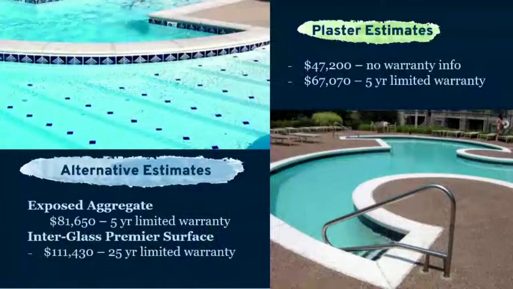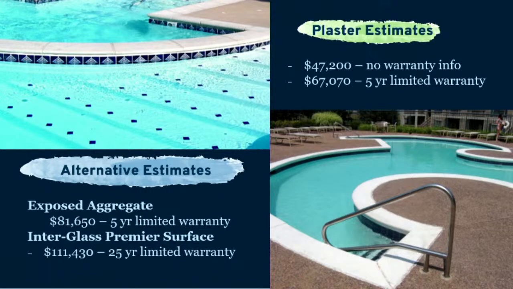I'm not going to bore you with a lot of numbers. You have all the information in your packet, but we do have plaster estimates again. Last year, if you remember, I only found one. This year I found two. Both of those companies are in the Kansas City area, and they'll come here. Those plaster estimates do include fixing that considerable 30-foot crack. There's also some alternate estimates in the same line as the plaster. There's an exposed aggregate finish, which is kind of a plaster finish, but it's smoother than the Portland cement plaster. It costs a little bit more. It also includes fixing that crack.